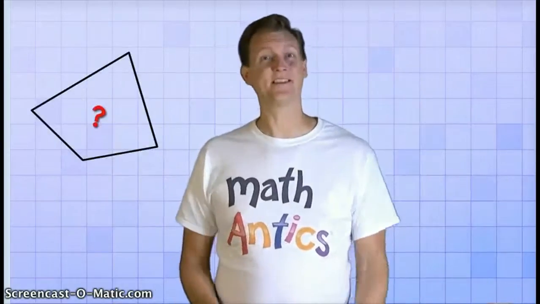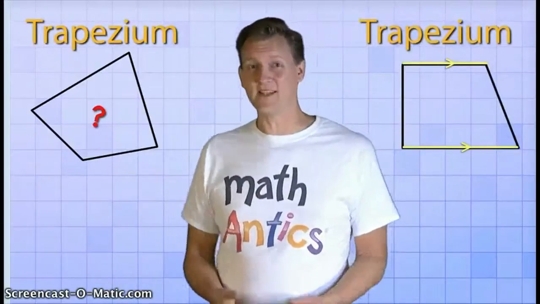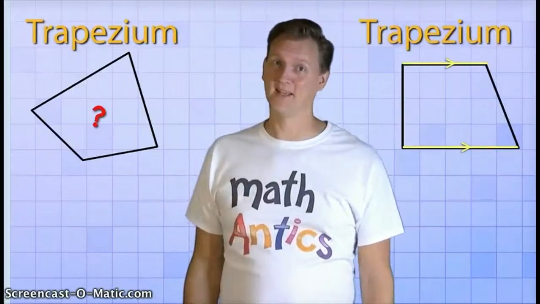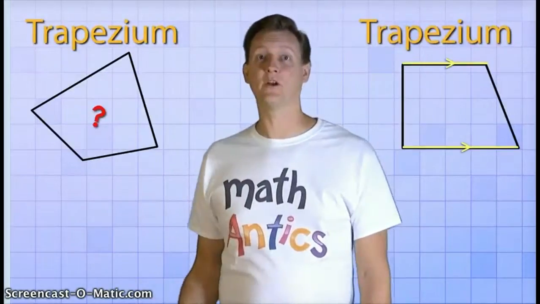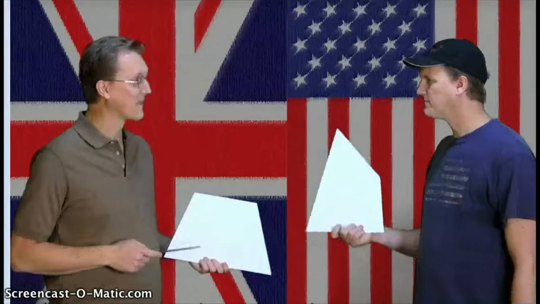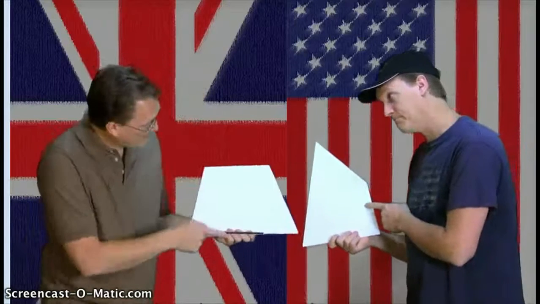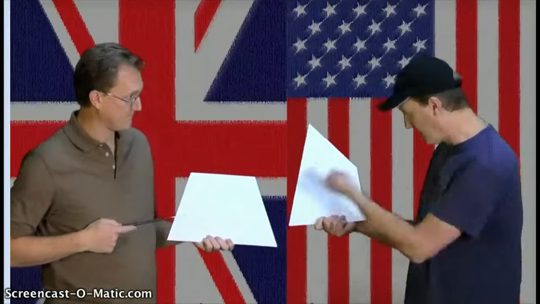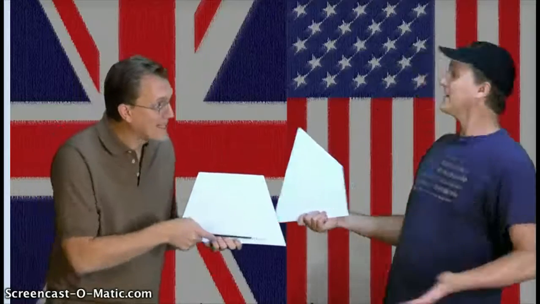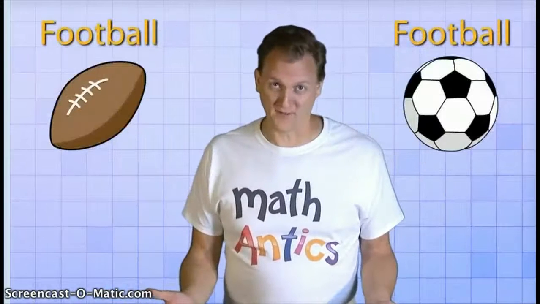In America, this is sometimes called a trapezium. But isn't that what they call a quadrilateral with only one pair of parallel sides in the UK? Yep. Unfortunately, the same word is used to describe two different things in two different countries. Trapezium. Trapezium! Well, at least they both like football.